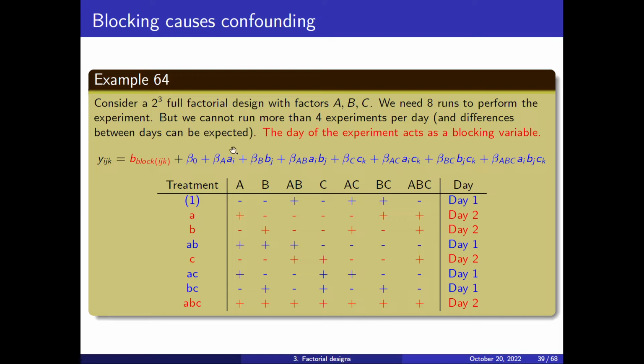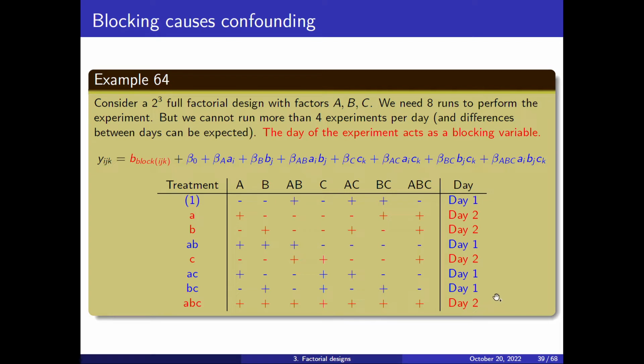So for instance, here we have the full factorial design, so we have all 8 runs that we will do. The problem is how we assign them. Let's say that on day 1 I will do these experiments in blue, and then on day 2 the ones in red.